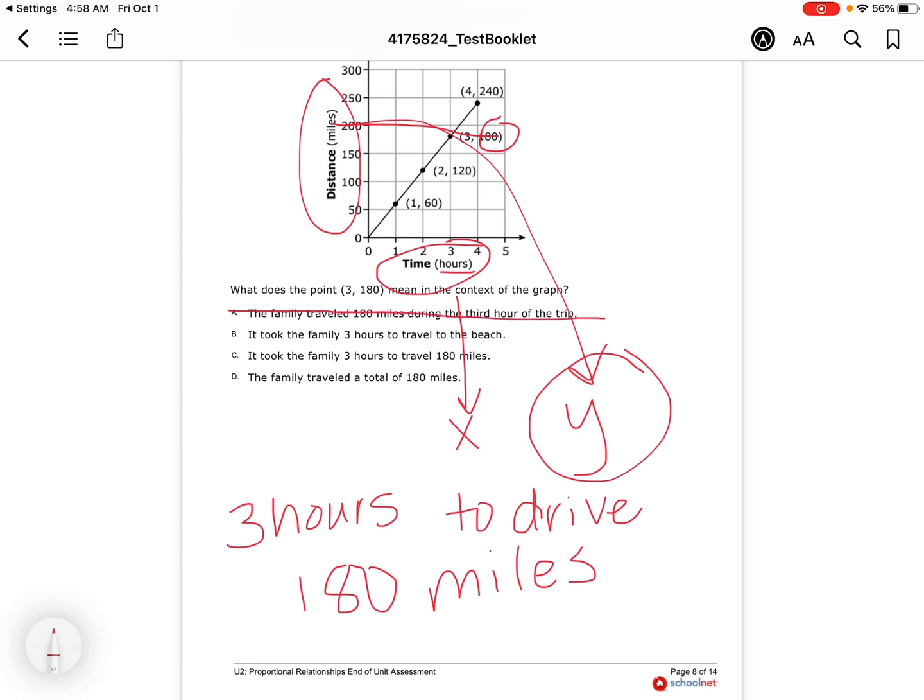No. It took the family 3 hours to travel to the beach. I don't know. It took the family 3 hours to travel 180 miles. The family traveled a total of 180 miles. Well, if I'm looking at the graph, it looks like the end is here. So C was the best answer.